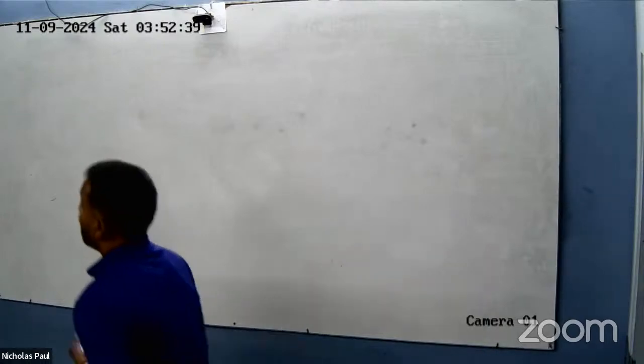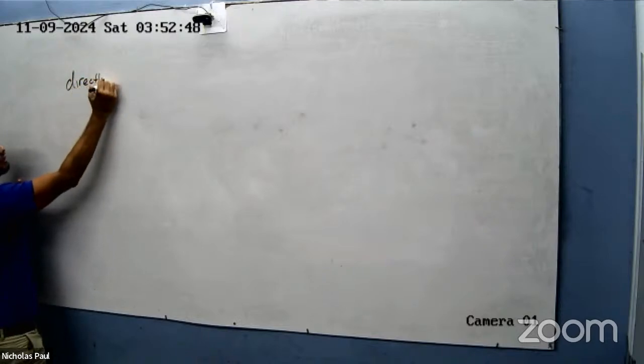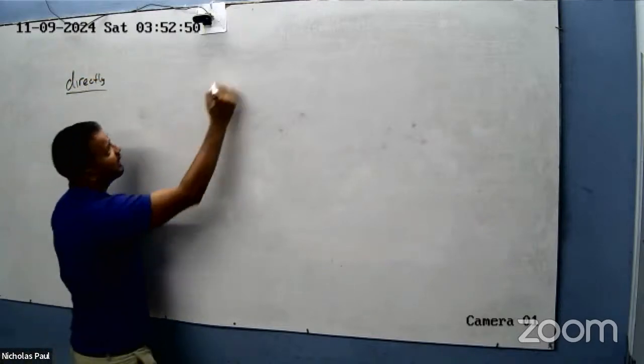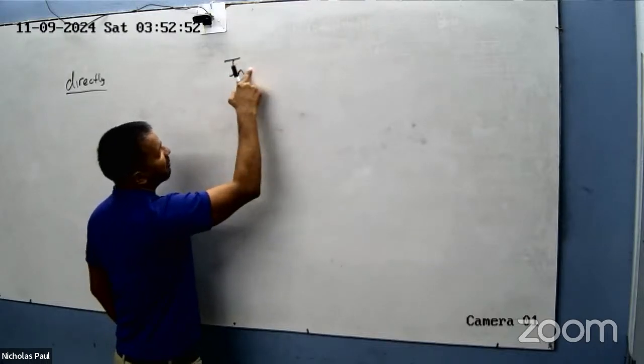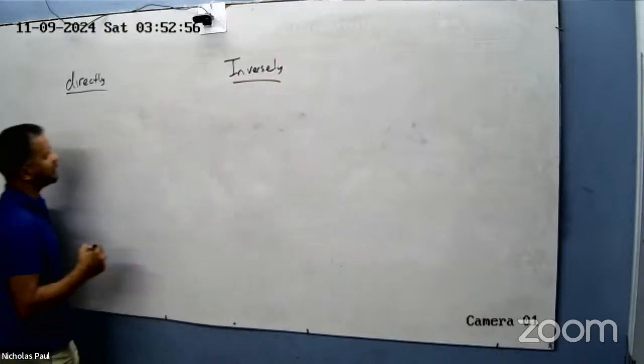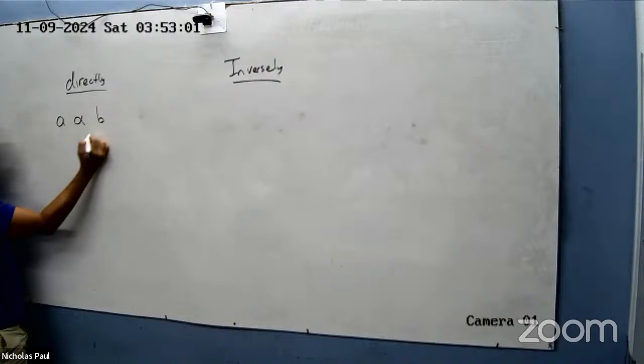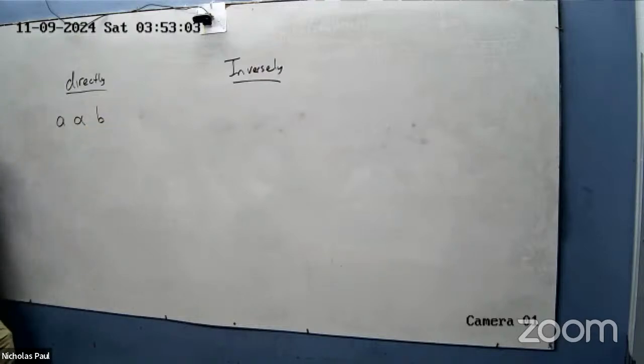Right. So I want to explain something called directly proportional and inversely proportional. Let's take a look at the concept of directly first, and then we take a look at the concept of inversely. All right. So let's say I said A is directly proportional to B. What that means is simply this.